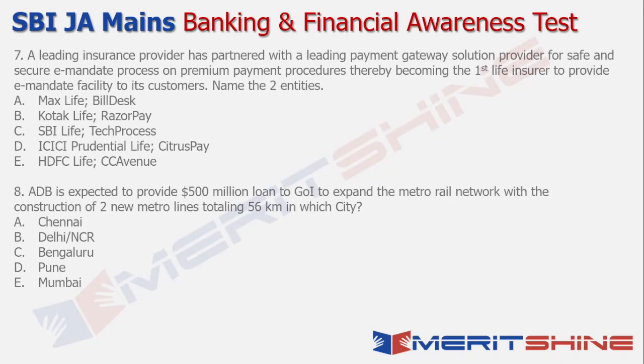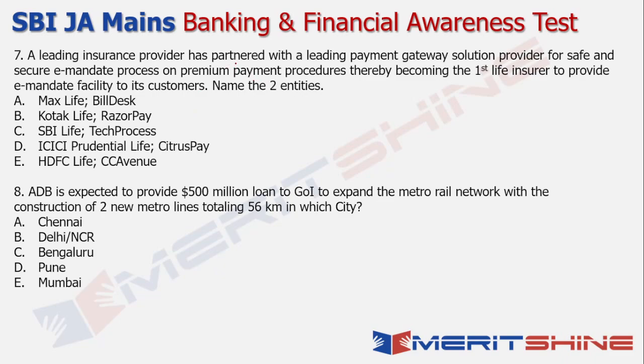Moving on to questions 7 and 8. A leading insurance provider has partnered with a leading payment gateway solution provider for a safe and secure e-mandate process on the premium payment in terms of procedures that are there, thereby becoming the first life insurer to provide the e-mandate facility to its customers. So the question is naming the two entities, which is the leading insurance provider and which is the leading payment gateway. So the answer in this case happens to be Max Life and BillDesk, that have come together in terms of providing this solution by looking at providing a secure e-mandate process for premium payment. So these two entities have come together. You can call it MB, which is Max Life and BillDesk.